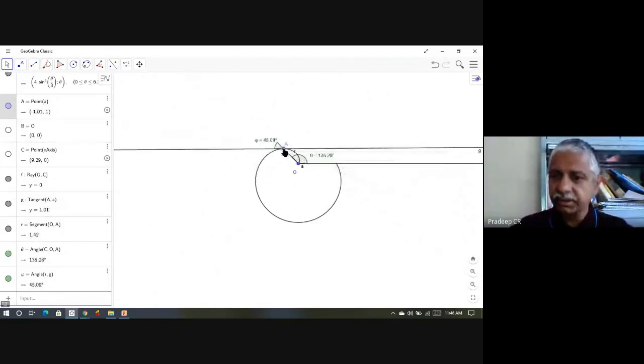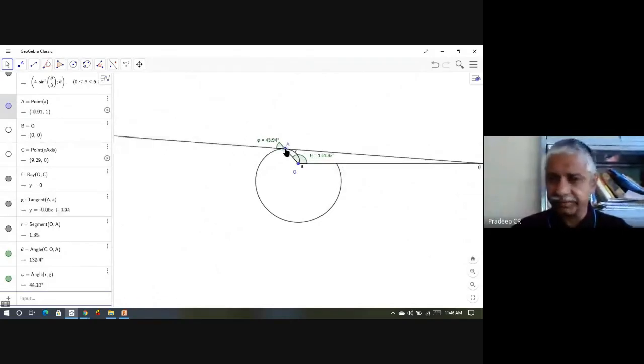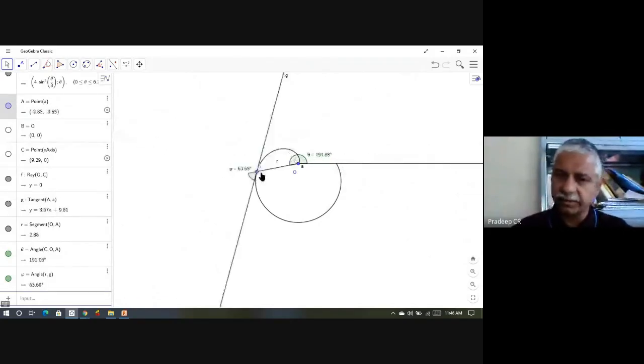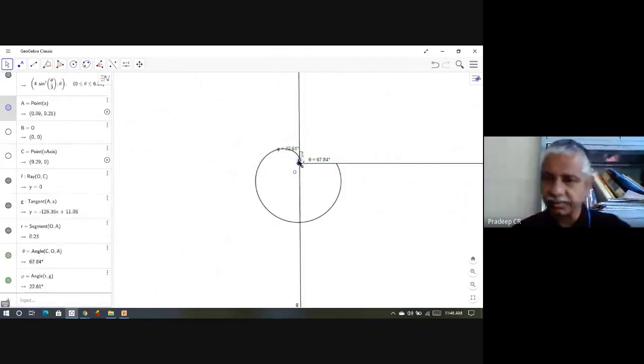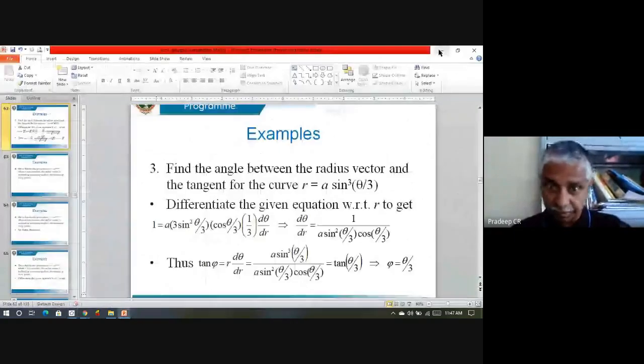Sometimes phi becomes 45 degrees. Phi is not becoming zero. For phi to become zero, the point will have to be on the origin itself, which means theta is zero. That's okay. I know this was a bit painful because you had to see something which is not there for your exam, but this is the way to understand this.